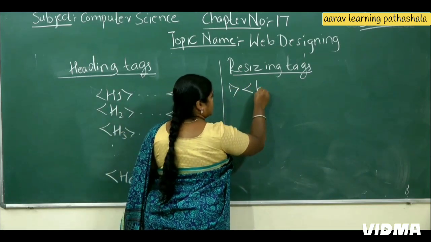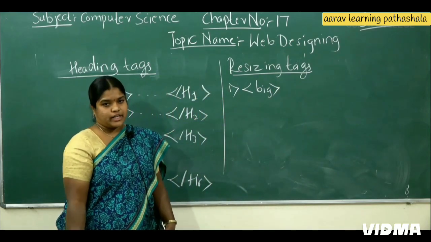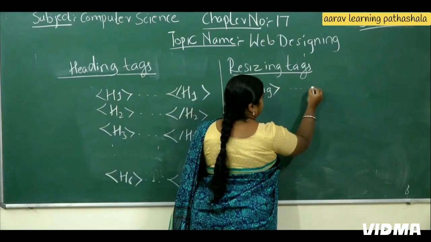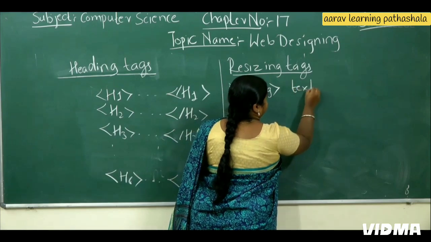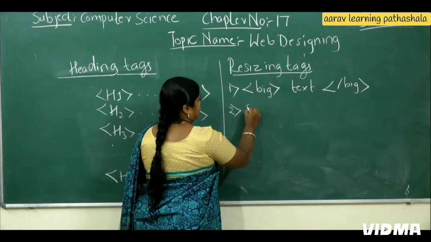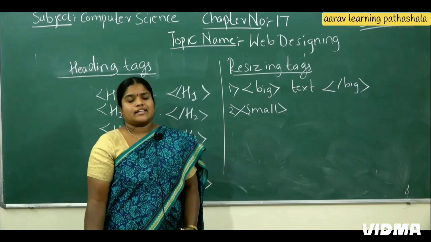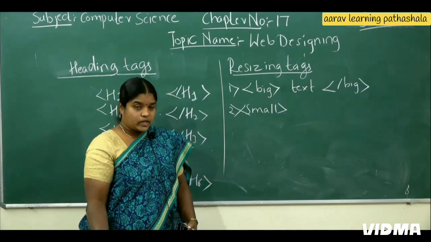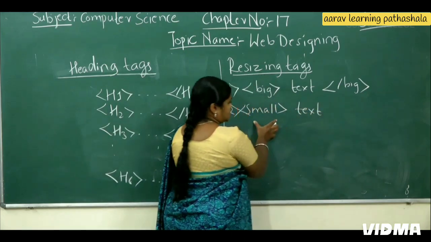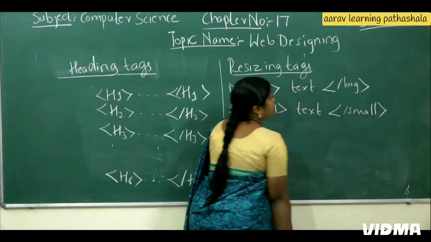The first one we are going to study is the <big> tag. The big tag will increase the size of the text by 1. How are we going to use this tag? This is the opening tag. Here we will specify some text, and then finally we are going to close that tag. In the same way, we have the tag <small>. This tag will decrease the font size by 1. It will decrease the size of the text by 1. This also will be used in the same way. Small is a tag. We are going to specify the text, and then close that tag.